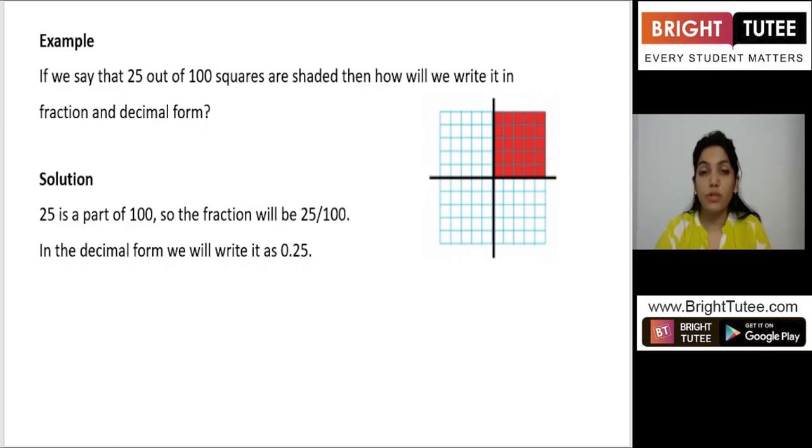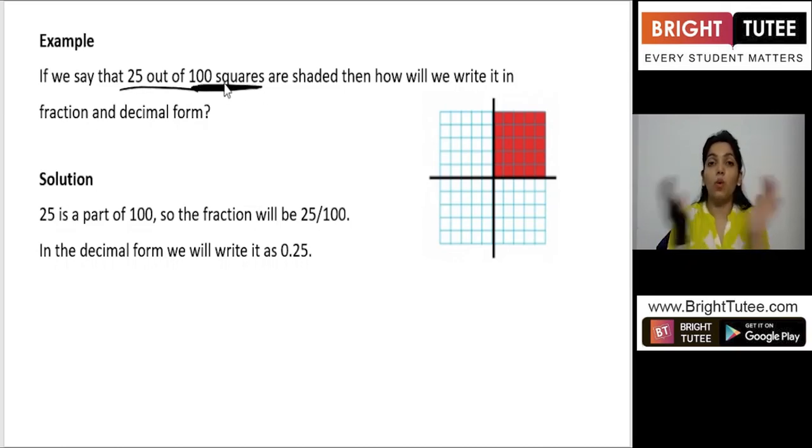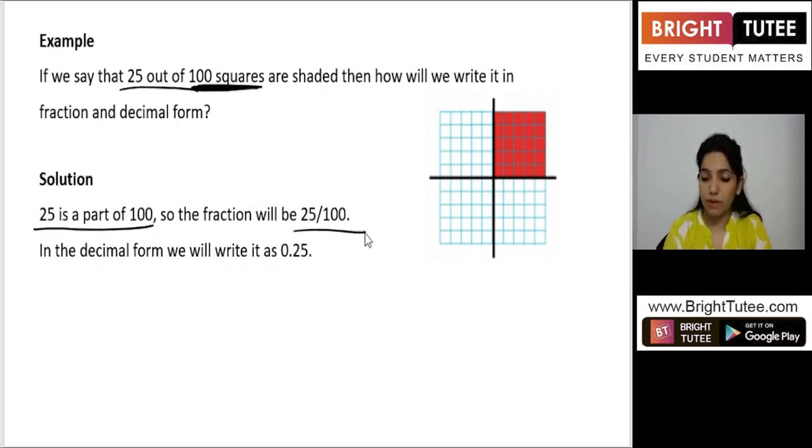Okay. So here what you see in front of you, it says, if we say that 25 out of 100 squares, out of how many squares? The whole part is 100. Out of that, how much is selected? 25. They are shaded, then how will you write it in fraction and decimal form? So it says, because 25 is the part of 100, so the fraction will be 25 out of 100.